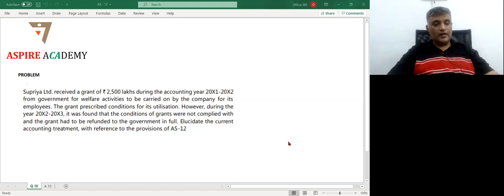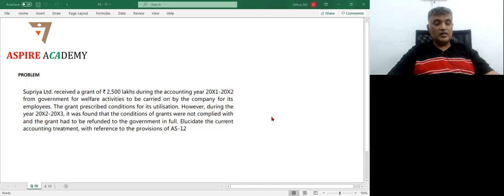The grant prescribed conditions for its utilization. However, during X2, X3, it was found that the conditions of grants were not complied with and the grant had to be refunded to the government in full. Elucidate the current accounting treatment with reference to the provisions of AS12. So this is a revenue grant and the conditions of grant were not fulfilled and finally the grant had to be refunded to the government. What is the accounting treatment?